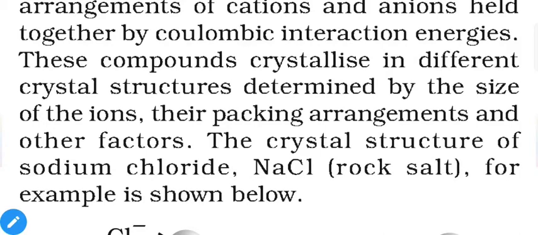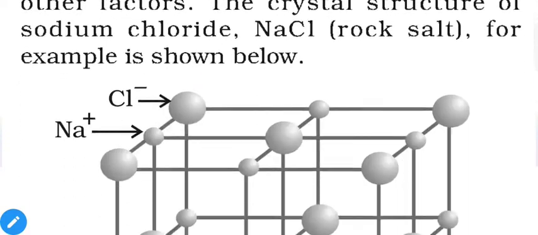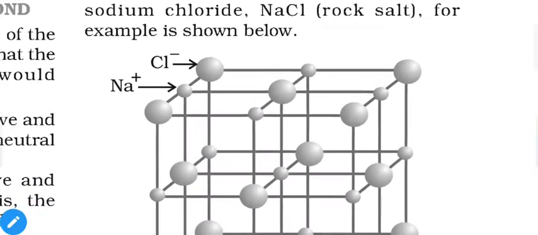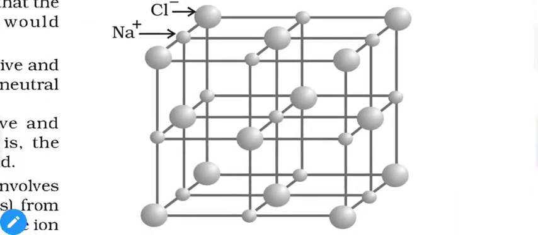Lattice formation, different types of lattice arrangement, and the size of particles matter during the different types of arrangement and systematic arrangement. The crystal structure of sodium chloride, NaCl or rock salt, for example, is shown here. Keep in mind this structure will be useful in the standard 12 solid state unit as well. So remember this structure, and maybe you have already seen it in standard 10 as well.